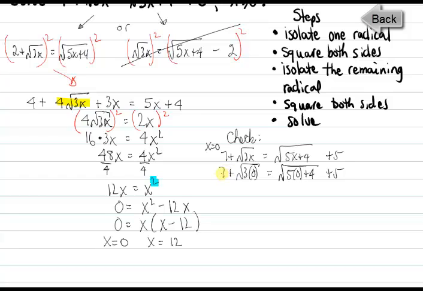So you get on the left here, you've got 3 times 0 is 0, the square root of 0 is 0, and 0 plus 7 is 7. And on the right, we have 5 times 0 is 0, 0 plus 4 is 4, the square root of 4 is 2, and 2 plus 5 is 7, so that one works. Now we will plug in x is 12.